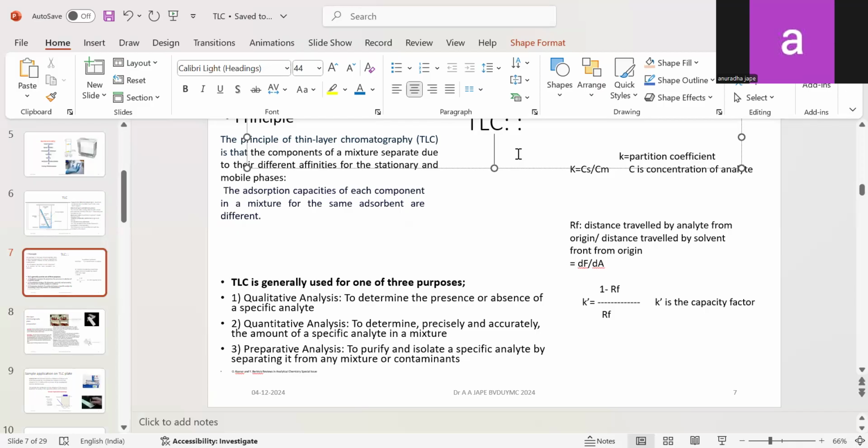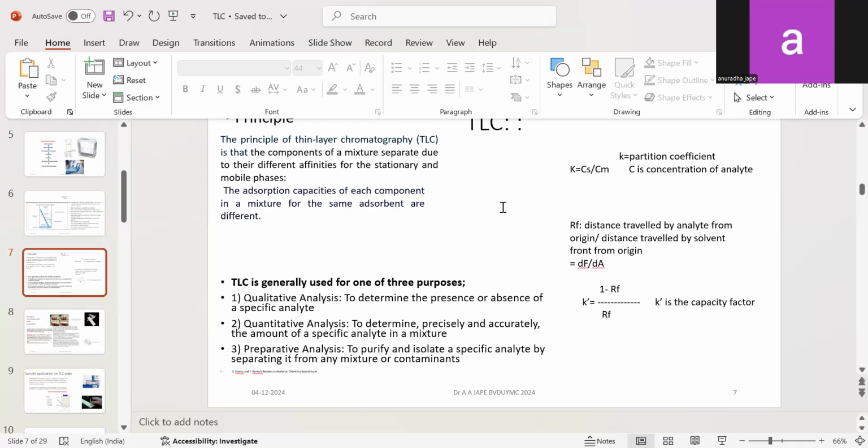The adsorption capacities of each component in a mixture for the same adsorbent are different, right? So we have to take into consideration the partition coefficient. The analyte is going to get distributed or partitioned between the stationary phase and mobile phase. The concentration of the analyte in the stationary phase divided by the concentration of the analyte in the mobile phase gives you the partition coefficient, which is denoted by the letter K, and the formula goes as K is equal to Cs by Cm.